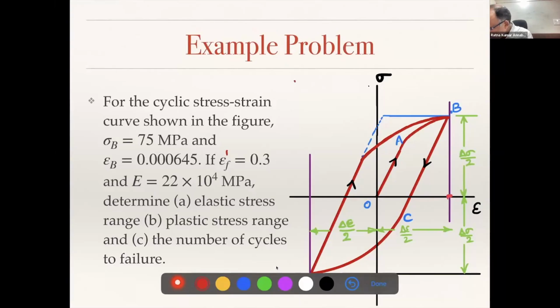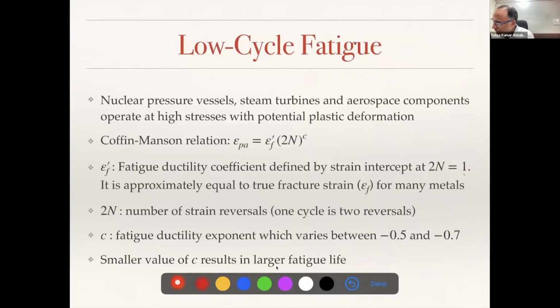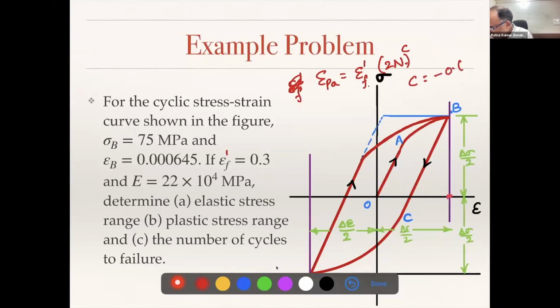So the equation is the Coffin-Manson relation: plastic strain amplitude is given by epsilon F dash times 2N, the number of strain reversals, to the power C. C can be taken as whatever they are saying, minus 0.5, or you take C equal to minus 0.6. We don't know that number, so you can take that and then try to find out.